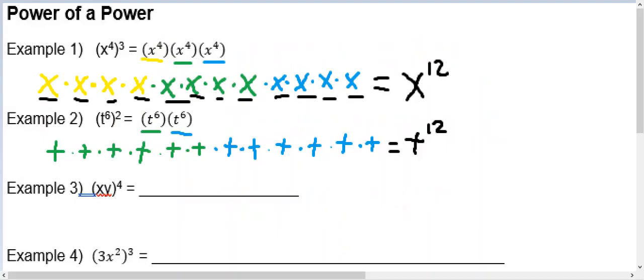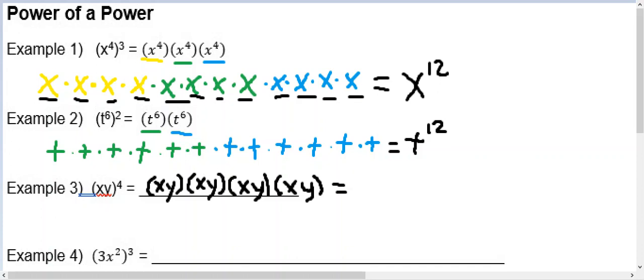Alright, example 3, we have x times y in parentheses raised to the 4th power. So what that means is that x times y in parentheses is being multiplied by itself 4 times. So we have 1 group, 2 groups, 3 groups, and 4 groups. It's showing up 4 times. There's no other exponents in here, so we can go ahead and simplify it.